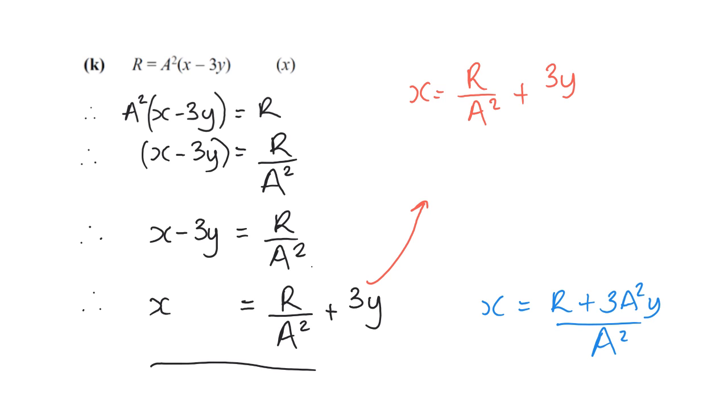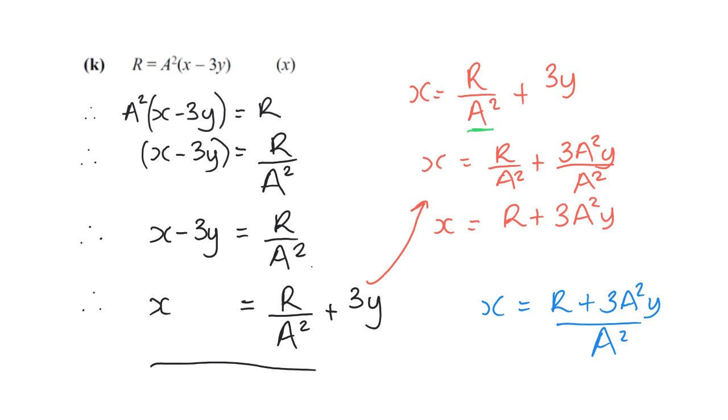We've got this a squared at the moment, and for us to make one fraction, we need the 3y to have an a squared under it. So the only way we can do that is by multiplying the top and the bottom of the 3y by a squared. That means we have a common denominator, so we can add the 3a squared y and have a single denominator of a squared, which is exactly what the solution says.